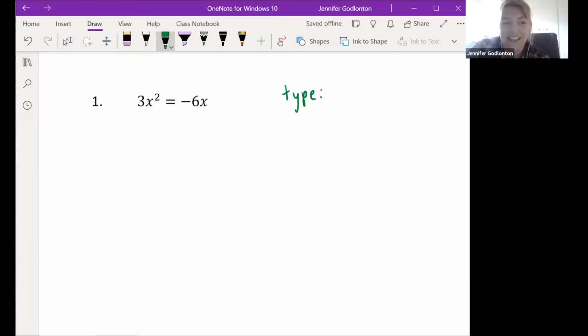Have a look carefully. There's something very important in this equation, which is like your hint of what it is. So by type, I mean like linear, fraction, quadratic, exponential, those types of things. So which one is this guy? And what is our giveaway?